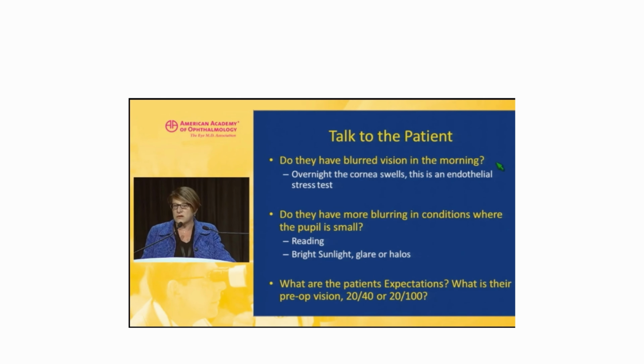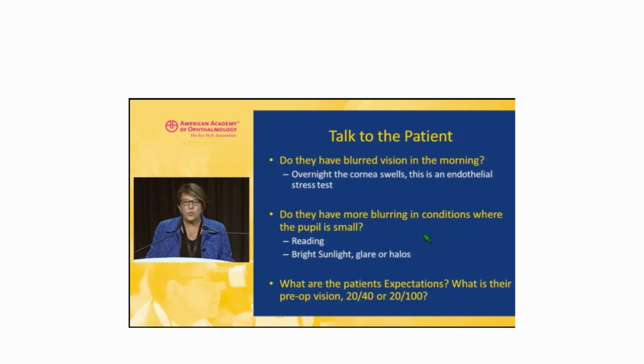Overnight, the cornea swells, and this may be an indication of endothelial stress, or as we call it, an endothelial stress test. If they have morning blurring, that's a pretty good sign that they may not do so well with cataract surgery alone. Do they have more blurring in conditions where the pupil is small, such as reading, or bright sunlight, eliciting glare or halos? Well, if they don't have a posterior subcapsular cataract, situations like this may be an indication that the endothelial guttata are a problem.